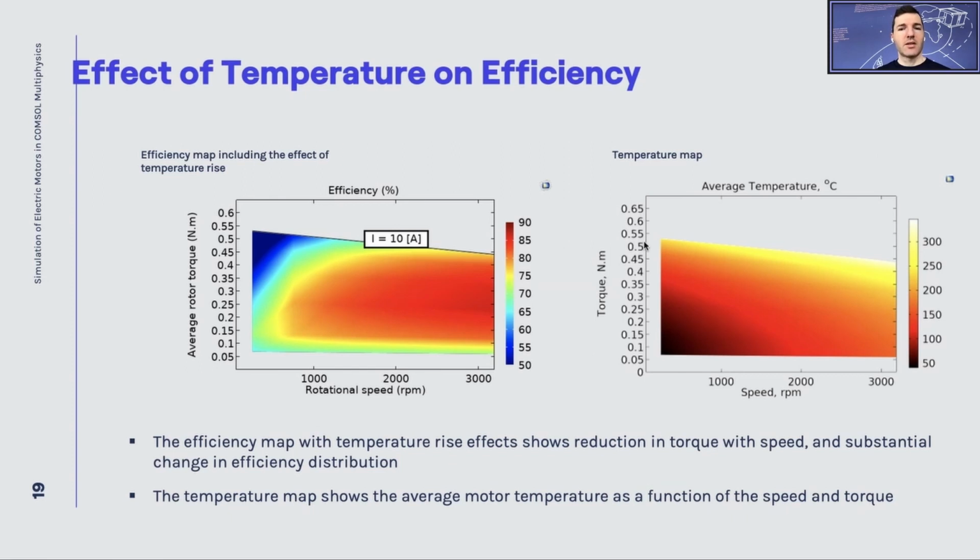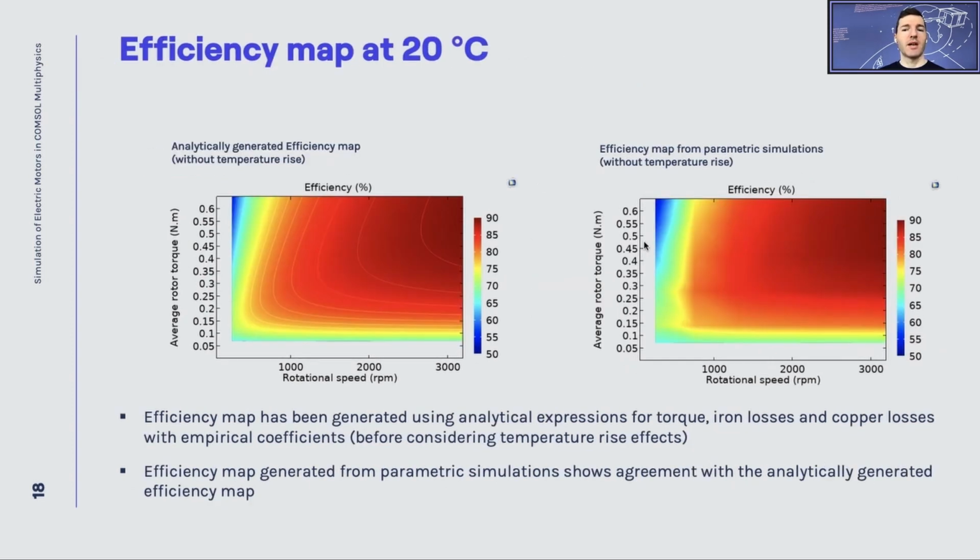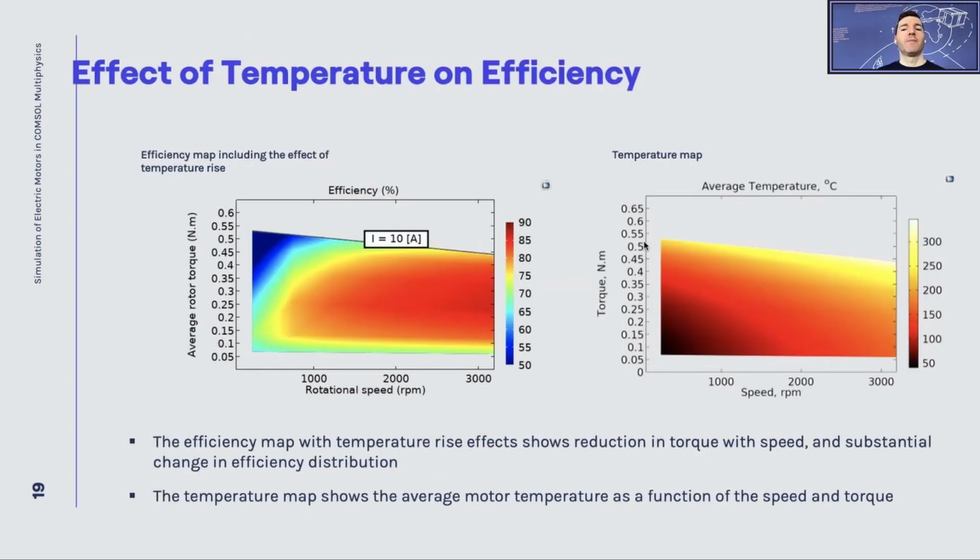And this second slide shows the effect of temperature rise. As you can see, it's quite different from what we have seen in the previous slide. So here we have a different shape and different sections of the efficiency map, but now we have taken into account the temperature rise on material properties. And you can see that we have much lower output torque, and the efficiency parts have moved away in our efficiency map also.